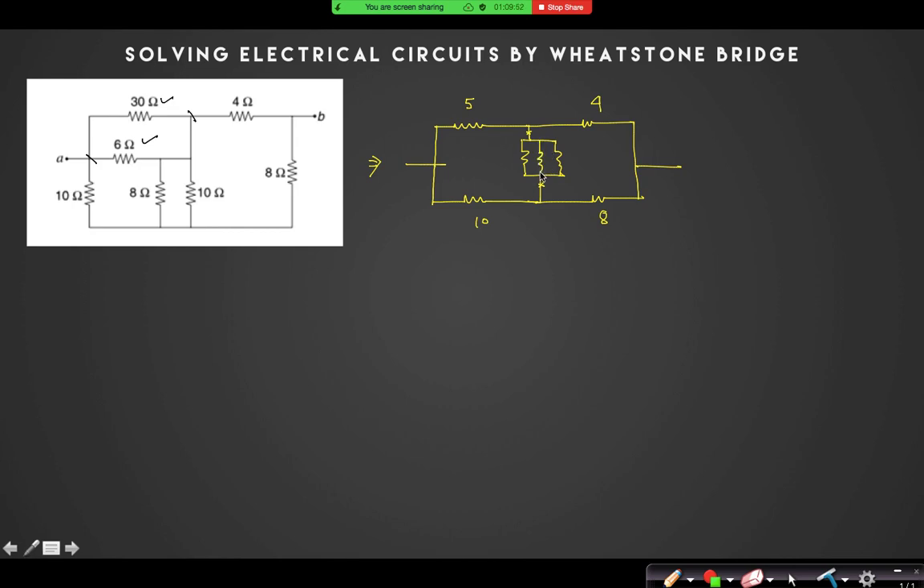Whatever it may be the resistors, you can always neglect this branch. So 5 plus 4, 9 and 10 plus 8, 18. 9 into 18 divided by 27. R equivalent is 6 ohm.